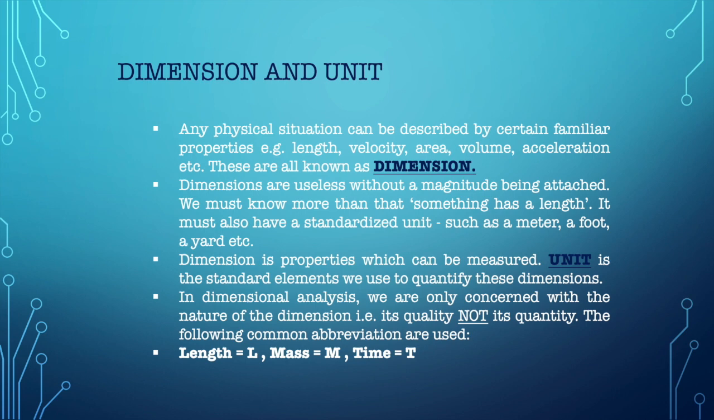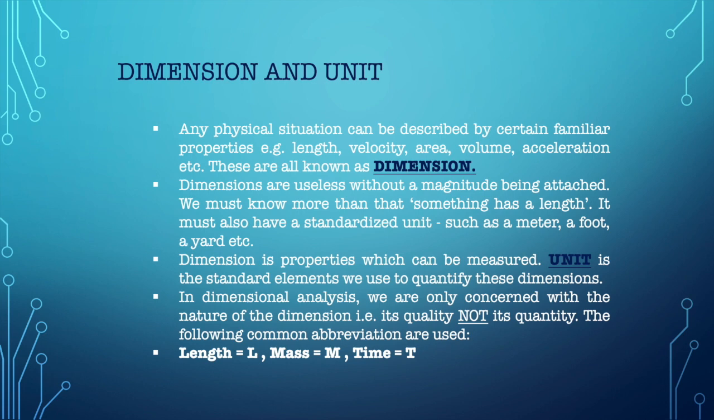Any physical situation can be described by certain familiar properties. So we have length, velocity, area, volume, acceleration, and etc. These are all known as dimensions. Dimensions are useless without magnitude being attached. We must know more than that something has a length; it must have a standardized unit such as a meter, a foot, a yard, and etc. Dimensions are properties which can be measured. Units are the standard elements we use to quantify these dimensions.